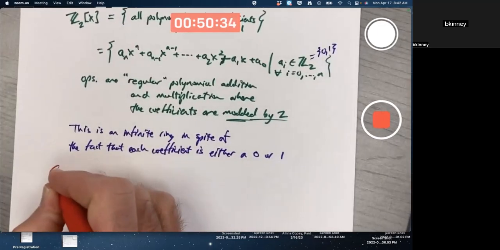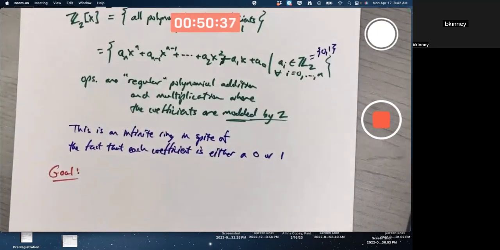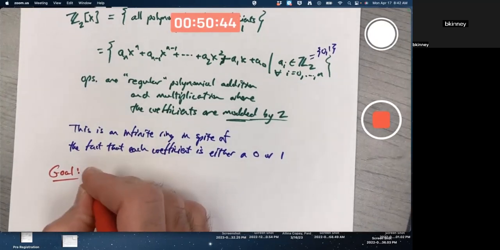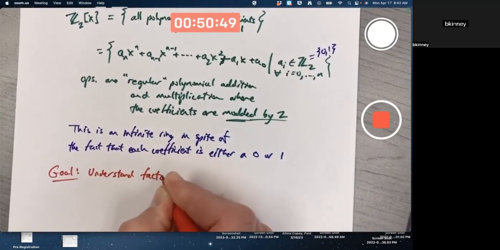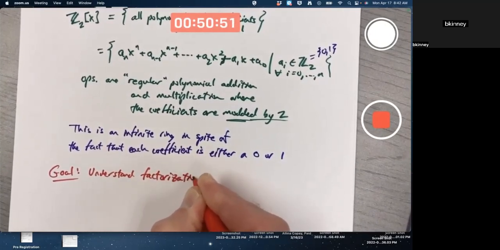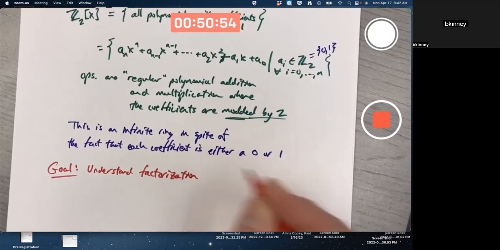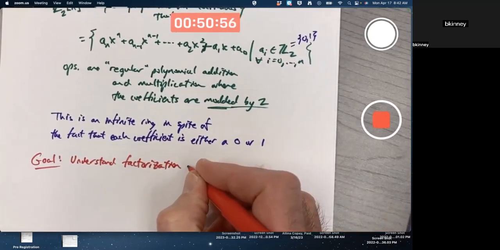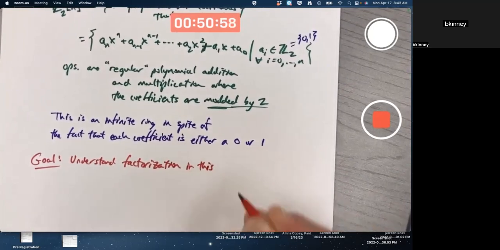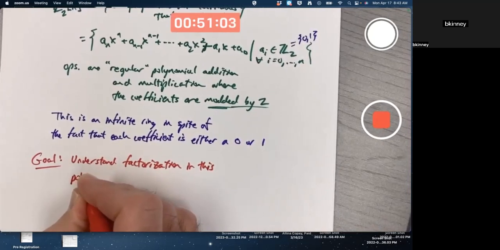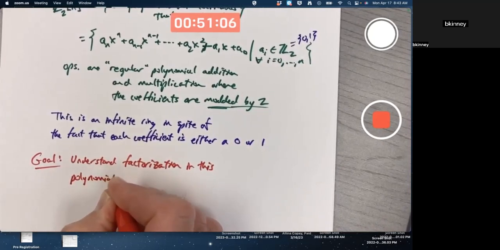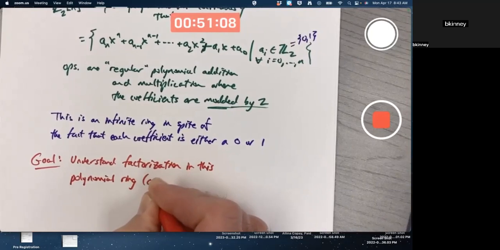Our goal, that's really a goal that's going to take us to the end of the semester. We have to work up toward it, is to understand factorization in this ring. And not just this ring, but other rings, rings of polynomials. Understand factorization in this polynomial ring and other polynomial rings.